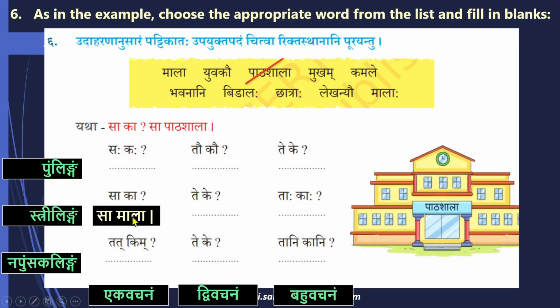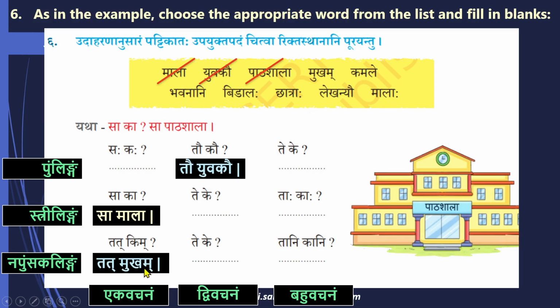First one is Sa Mala. We strike off Mala here. Mala is a Strilinga pada. Mala is a garland. Next, Tau Yuvakau. We strike off Yuvakau. Very easy: Pumlingam and Dvivachanam. Mala is Strilingam and Ekavachanam. Very easy. Then Tat Mukham. We can strike off Mukham. So we have finished 3 entries in this table now, with 6 remaining. Next we fill Tani Bhavanani. Tani Kani. Tani Bhavanani. So the 4th entry is also filled.